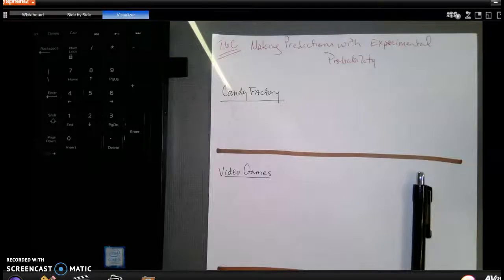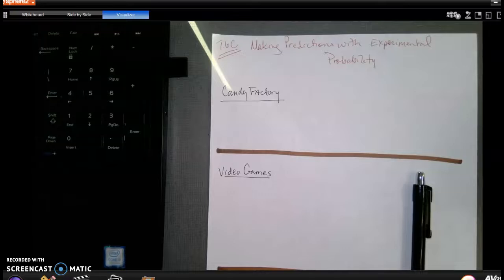Hey you guys, I just want to do a very quick video on making predictions using experimental probability. This is 7.6c. What I've seen in class is that there's probably a need for us to do a little bit more practice and see a few more examples. So I just want to go ahead and bring that to you now.